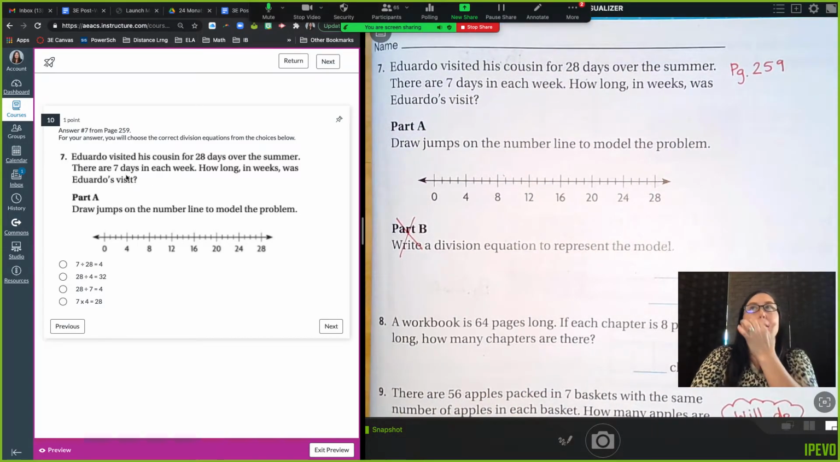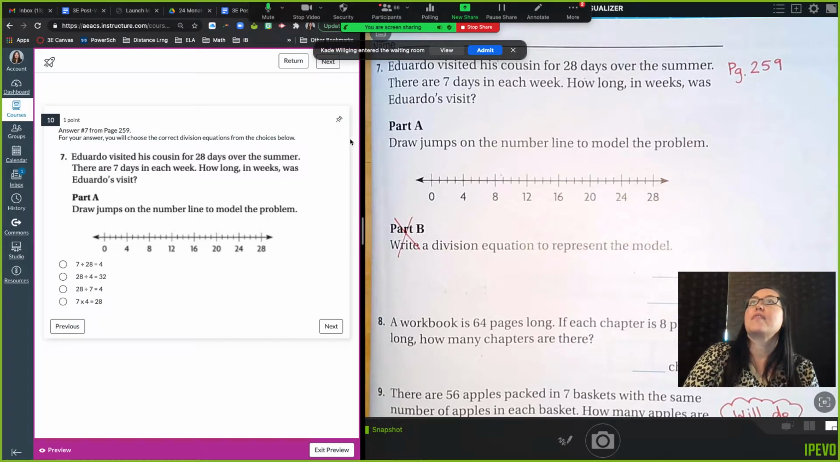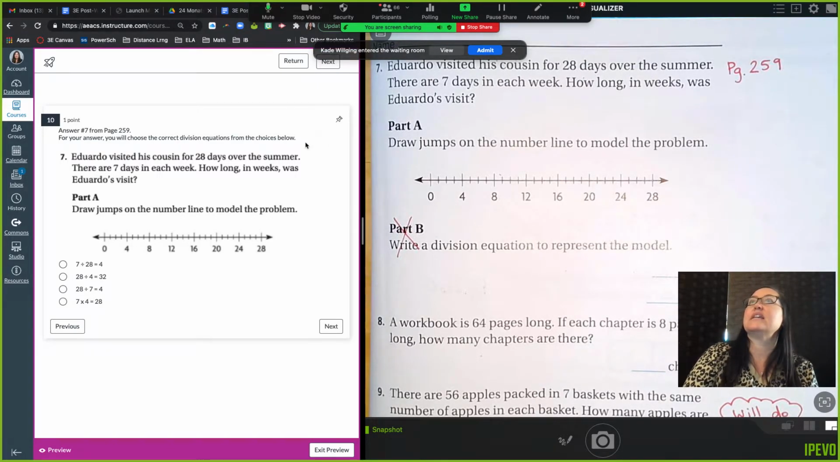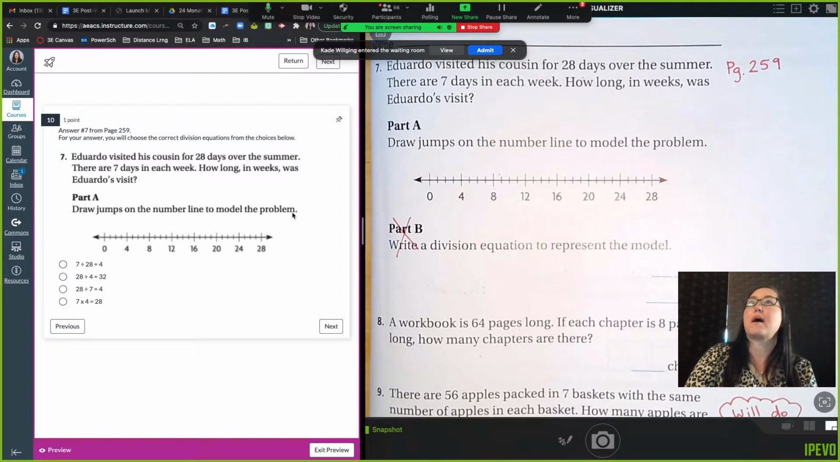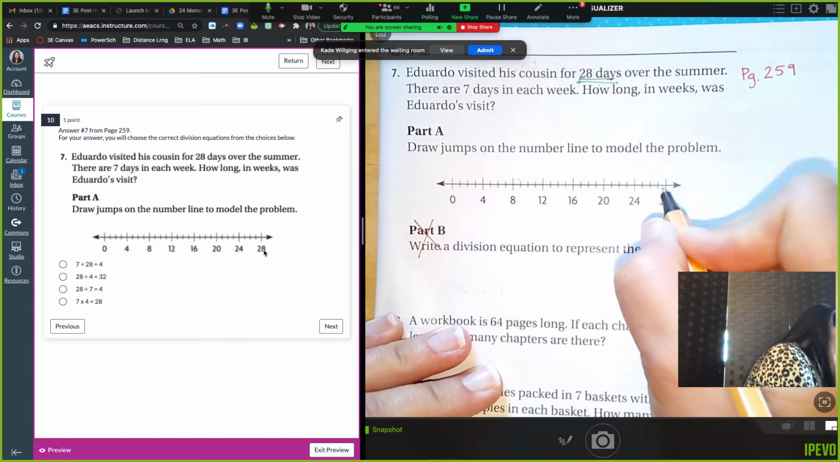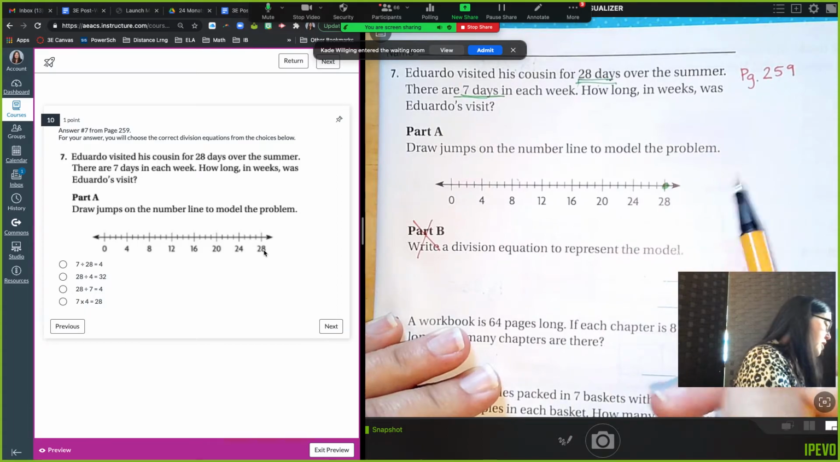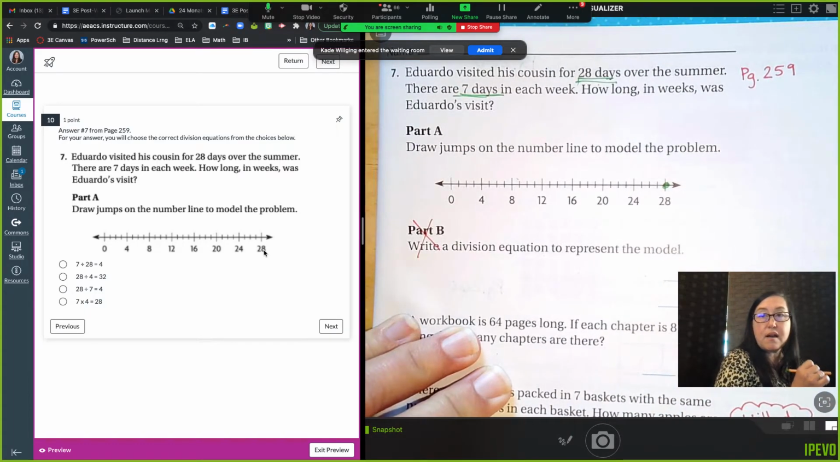So Eduardo visited his cousin for 28 days over the summer. There are 7 days in each week. How long in weeks was Eduardo's visit? All right, so we're going to draw jumps on the number line to model the problem, and then we have to choose which problem matches, right? So we're going to start at 28 because he was there for 28 days. And we're going to jump back 7 days because we need to know how many weeks he was there.